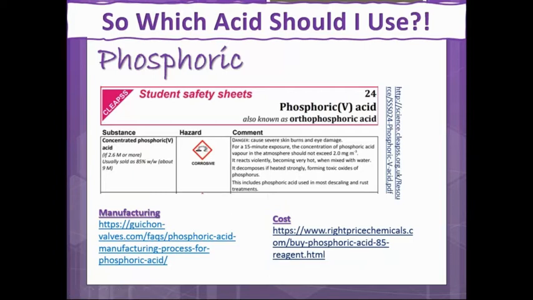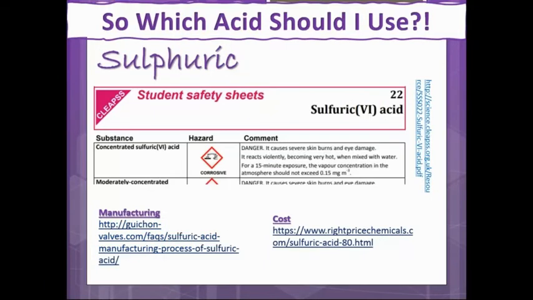Making it does need another acid anyway. And the cost, let's compare it to sulfuric acid. So sulfuric acid, I'm just going to use this little overview this time instead of clicking the link, because the overview is a little bit easier there. So concentrated sulfuric acid, corrosive again, so the same as the other one. Danger, severe skin burns and eye damage, same as the other one. Reacts violently, becoming very hot when mixed with water. Yes, that was on the other one as well.